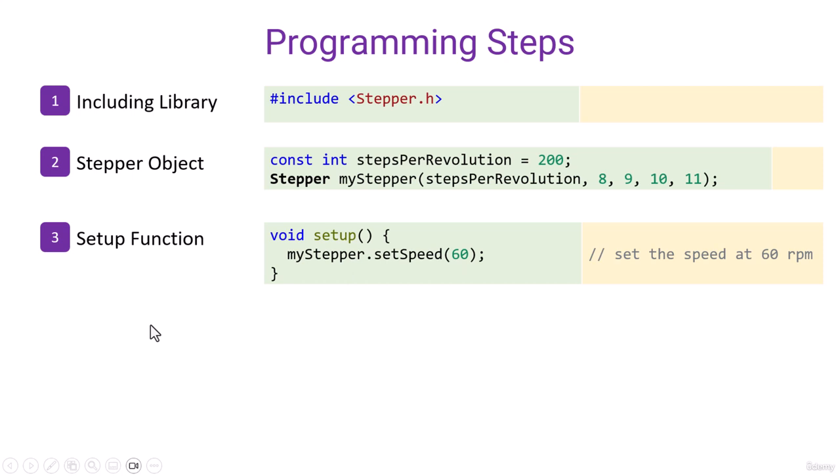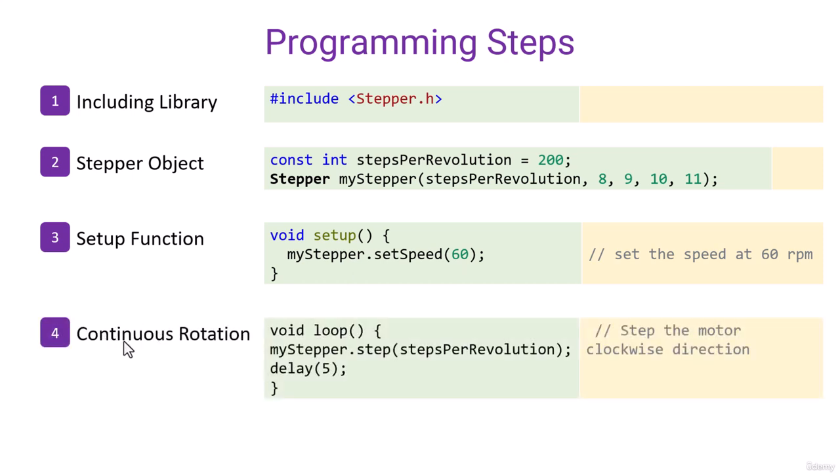Now comes the fourth step, that is to make the rotation. To make a rotation, you should put your code in void loop, and for that you use your object name first. myStepper.step is the command for making the movement. Here you mention how many steps you want to take for your rotation, like myStepper.step within the brackets stepsPerRevolution, as we have defined here. This will completely rotate the motor for 1 revolution, then make a delay.